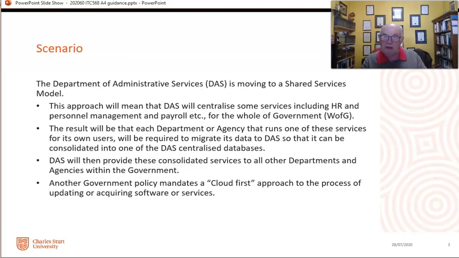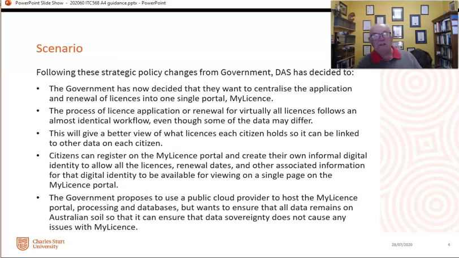Okay, so we're looking at the same scenario we've been using before, the Department of Administrative Services moving to a shared services model. We've used this all the way through the assignment series so far, so this doesn't really change anything. They're mandating a cloud-first approach to the process of acquiring or updating software. Where we change in this assignment is the DAS has now decided, and government has decided, that they want to centralise the application and renewal of licences into a single portal called My Licence. So the reasoning behind this is the workflow for licence applications and renewals is basically the same for all types of licences, even though some of the data may differ. And if there are any differences, they can be tacked on at the end in order to accommodate that.